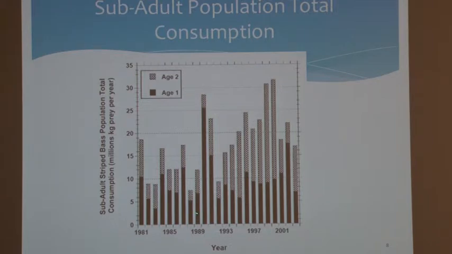Another note about this figure is you notice back in the subadult abundance estimates, there was a lot less age 2 than age 1. Here, you're looking at quite a bit of consumption being done by age 2 in relation to age 1.